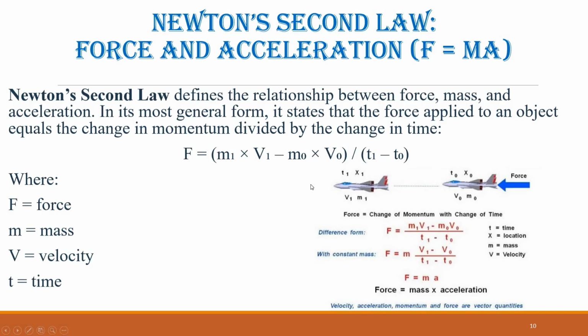Force is the external push or pull on an object. Mass is the amount of matter in the object. Velocity is the speed and direction of motion. Time is the duration over which the force acts. This means that force is equal to the change in momentum, mass multiplied by velocity, over time.